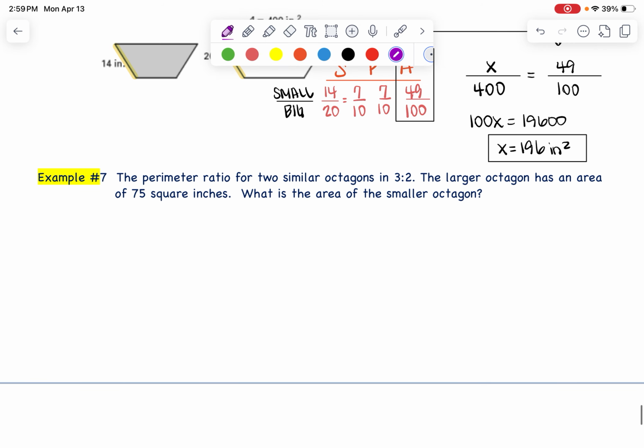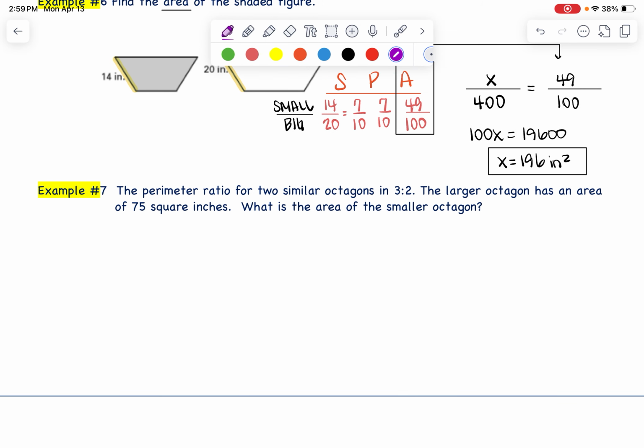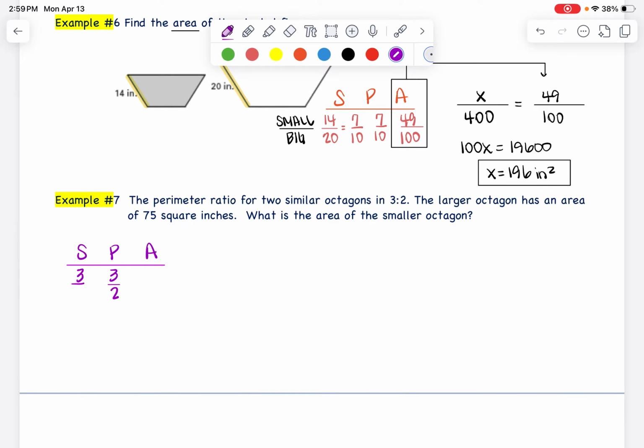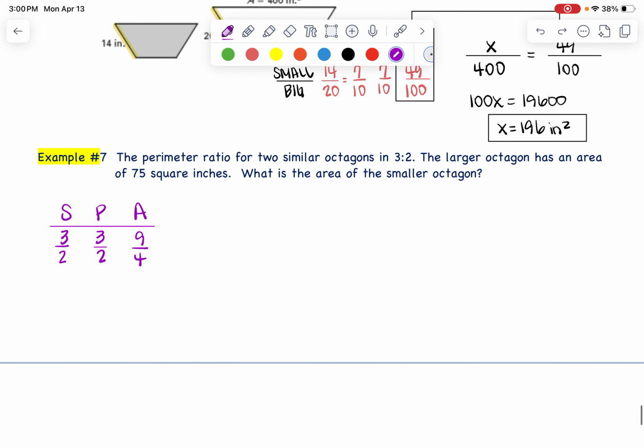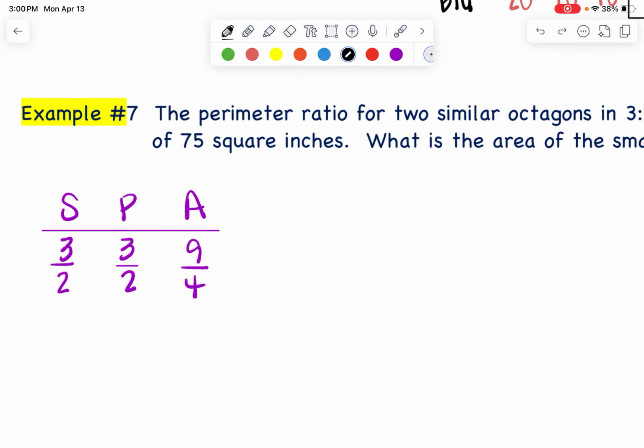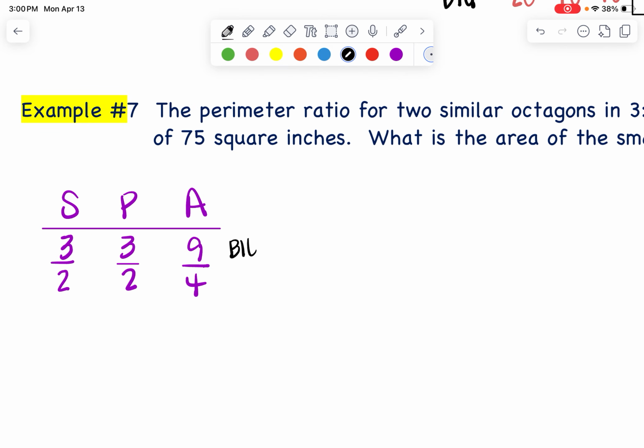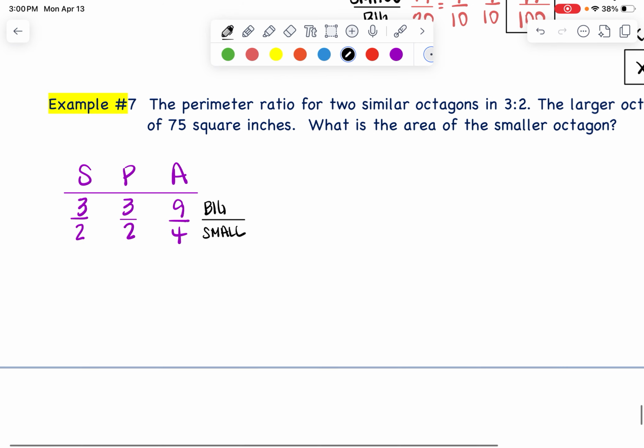All right, last one. The perimeter ratio for two similar octagons is 3 to 2. Okay, SPA chart. Perimeter ratio, 3 to 2. I'm just going to go ahead and fill in all the columns. Our side ratio will also be 3 to 2, and our area ratio is 9 to 4. So now everybody's there just waiting for me no matter what I need. The larger octagon has an area of 75. Again, noticing our big number is on top and our smaller number on the bottom, so when I set up my proportion, I want to make sure everything is big to small.